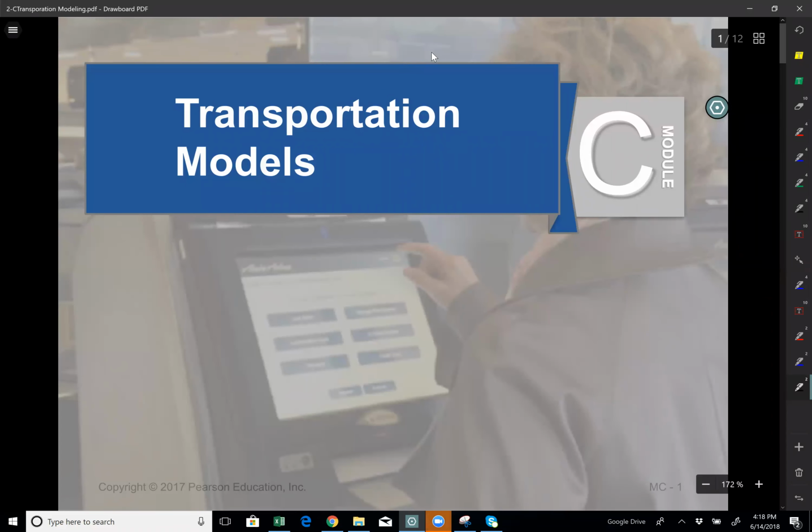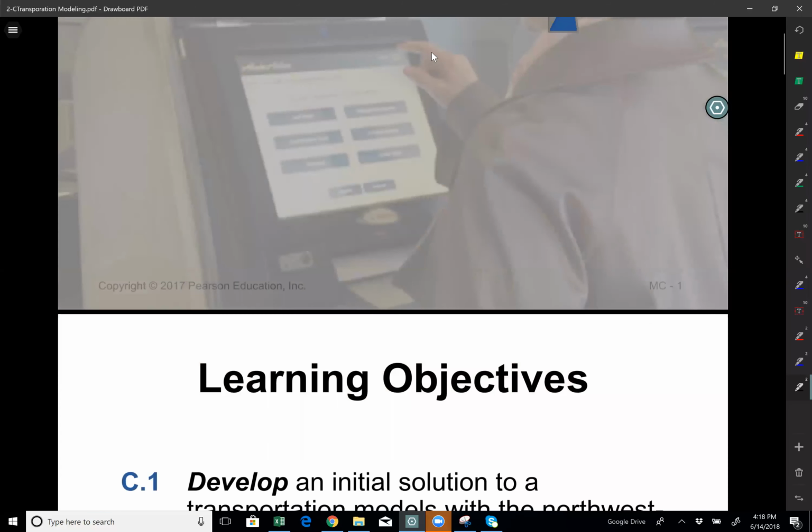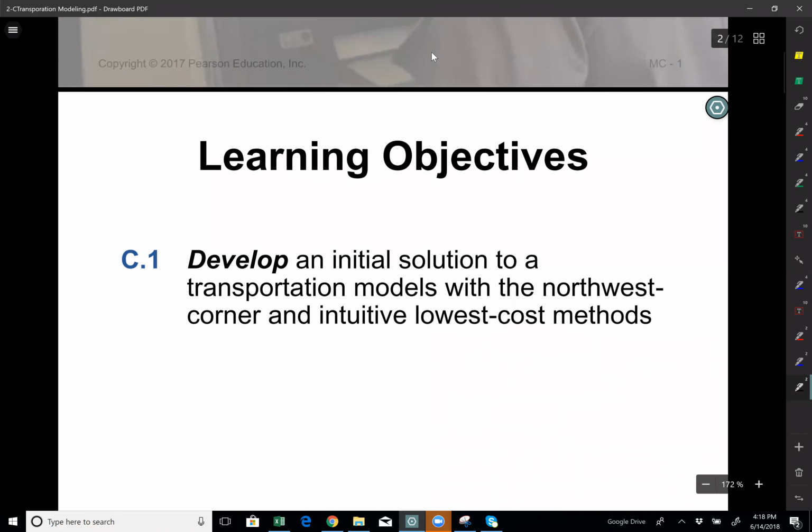In this video, I will be talking about transportation models. Transportation is one of the most important components of a supply chain management system. So the learning objective here is to develop an initial solution to a transportation model, and we will use the northwest corner and intuitive lowest cost methods.